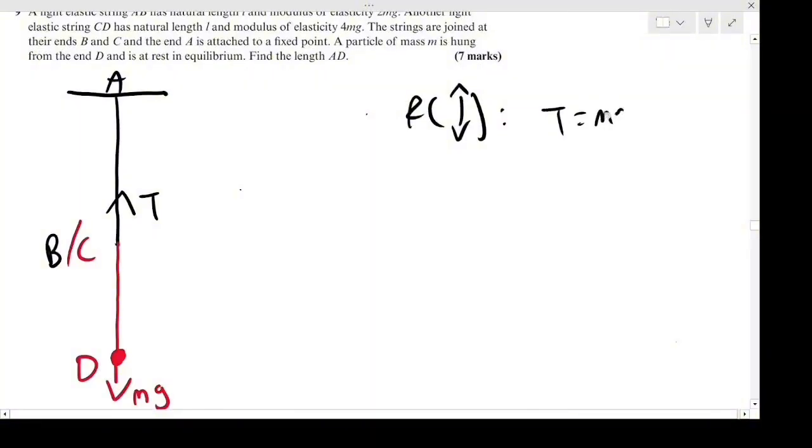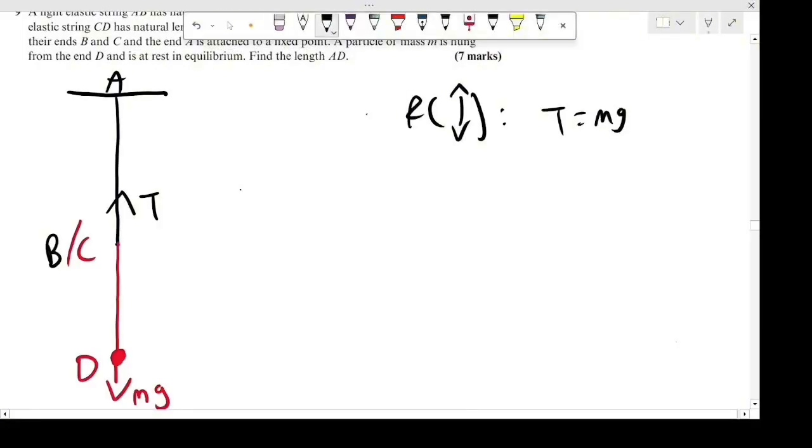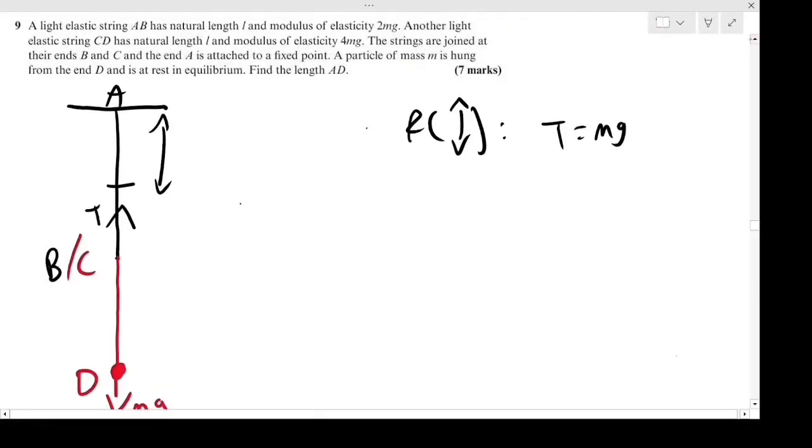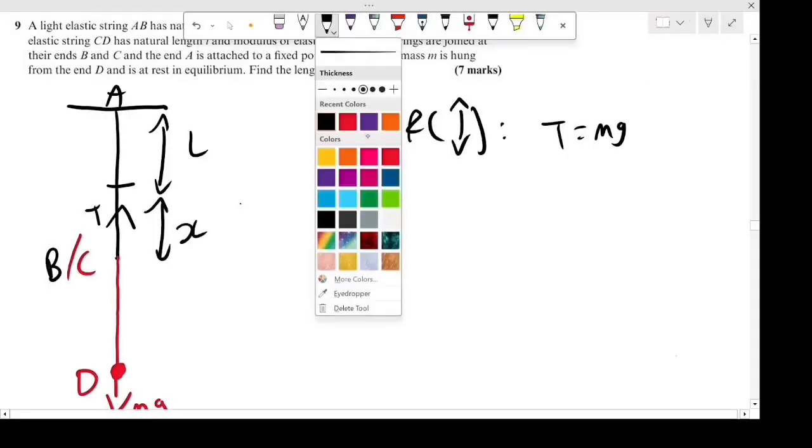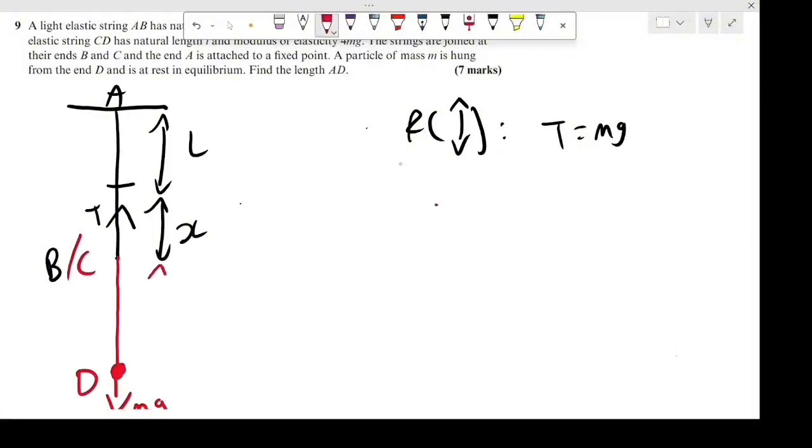Now I'm going to add my lengths on. Firstly, for the black string, it's going to be some natural length. Let's say the natural length is L, and then it extends until it connects to the red string. I'm going to call that extension X. Then likewise for the red part, there's going to be some natural length L, and then there's going to be some extension Y of the red string. Okay, so hopefully happy with that.